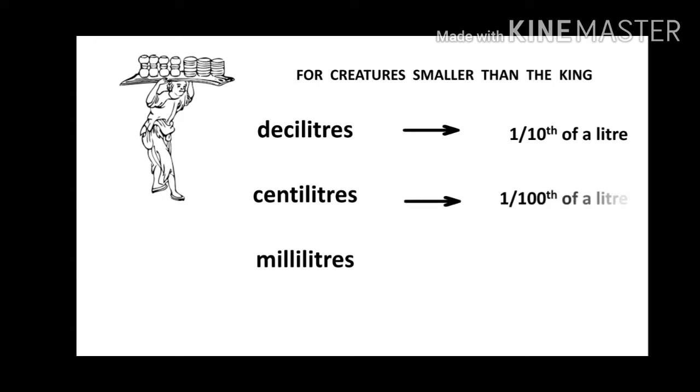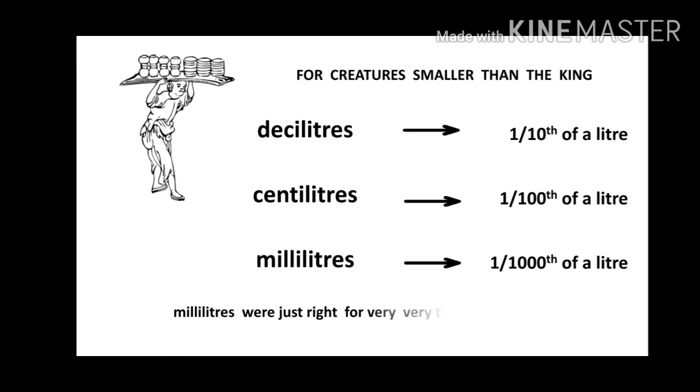Now a centiliter is 1/100th of a liter. That is the king size, the liter size. If you make 100 parts, one part of that will be a centiliter. And a milliliter is the 1000th part of a liter. So the liter jar, if you make it into 1000 parts, one part will be a milliliter. Milliliters were just right for very small creatures like the bugs and the beetles. So milliliter is sufficient for tiny creatures.